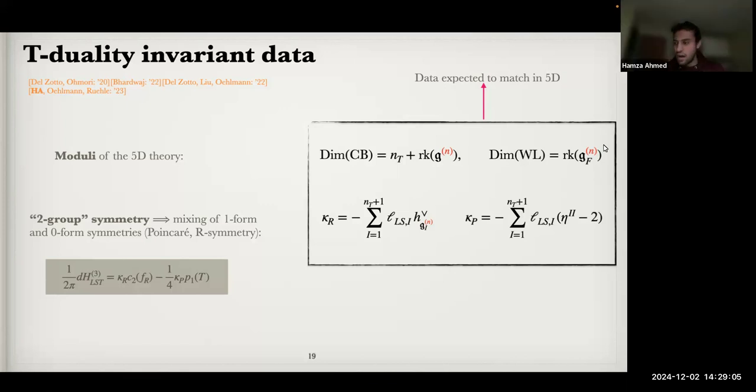Well, the point is this is a 5D duality, so the 5D rank matches. I'm not saying anything about matching anything in 6D. So the 6D theories don't have the same flavor symmetry, and they sometimes don't even have the same flavor rank.